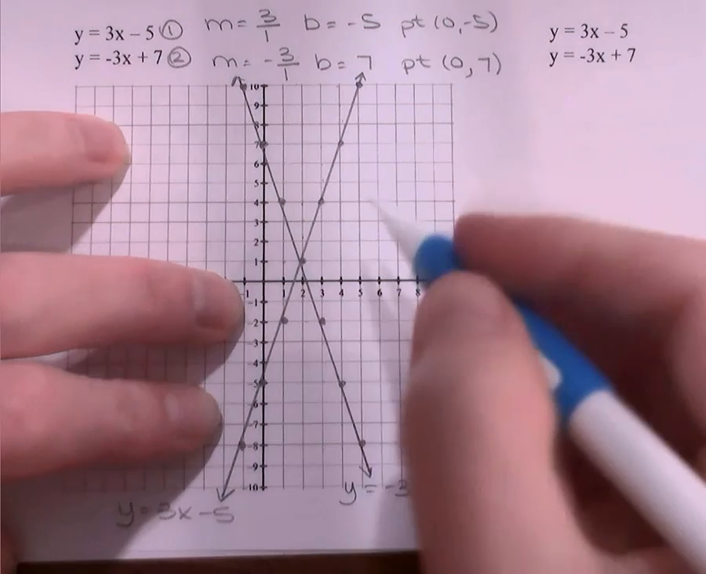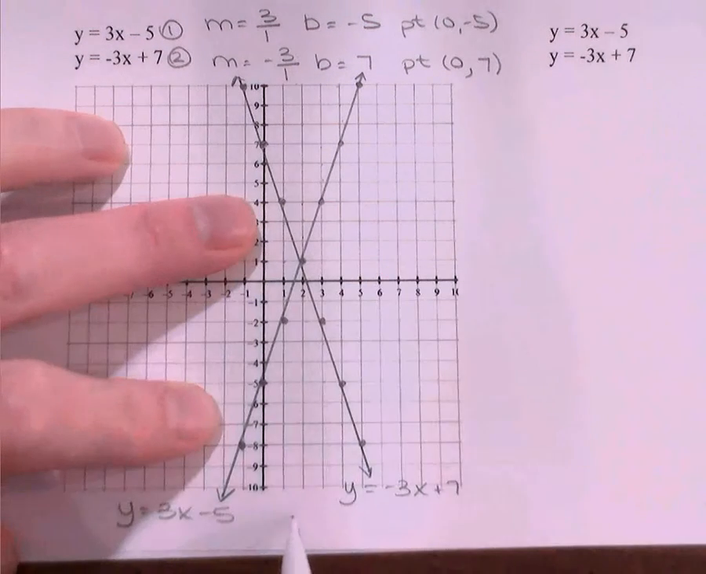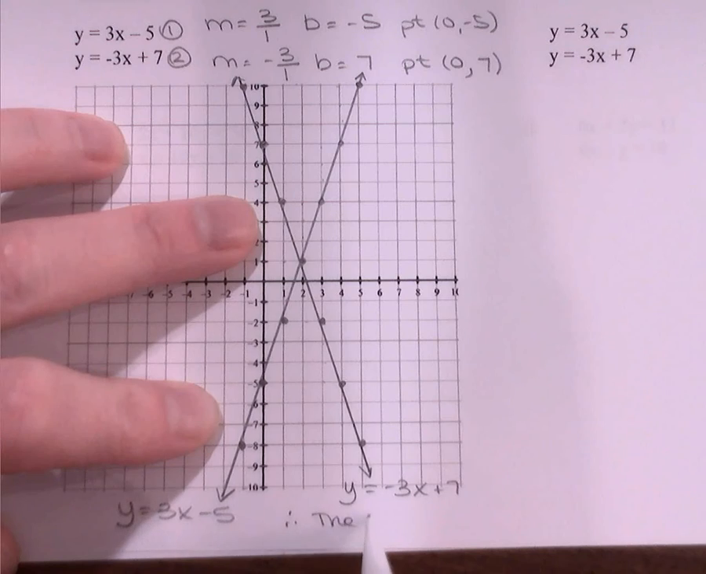Okay, and I can see that that's where they intersect. So I can say the point of intersection is 2, 1.